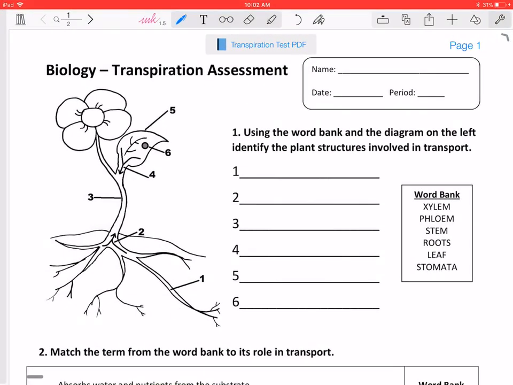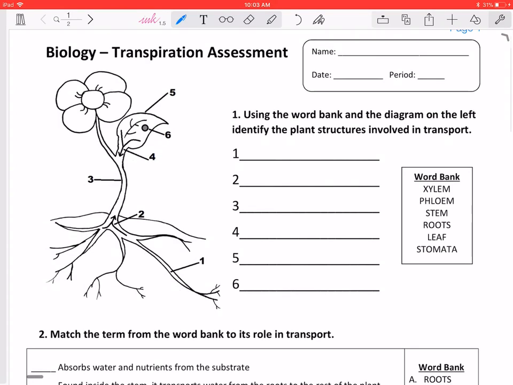All right, guys, let's go ahead and start going over your transpiration assessment. So again, looking at question 1, using the word bank and the diagram on the left, identify the plant structures involved with transport. So looking at number 1 here. So number 1, guys, that's the roots.